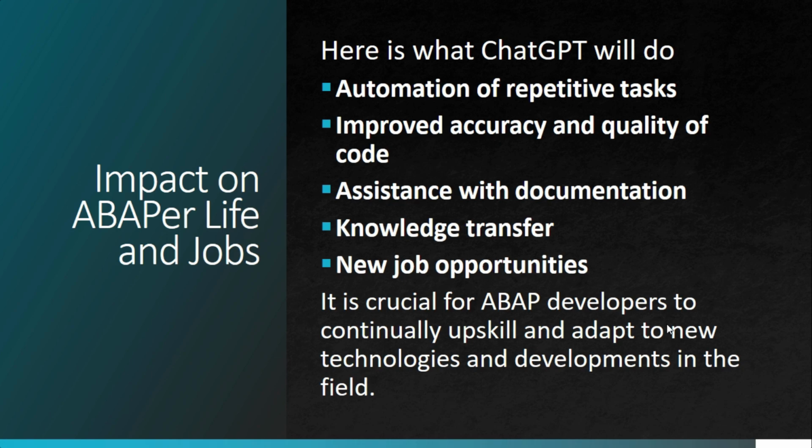Before we start the actual coding part, let's learn about the impact of ChatGPT on ABAPers' lives and jobs. ChatGPT can automate repetitive tasks. It means if you have been asked to create something very similar always, or you have switched companies and don't have your old code, so you don't have any reference to copy and paste and you need to Google again and again, then rather than Googling, you can just ask ChatGPT and it will give you a set of code.